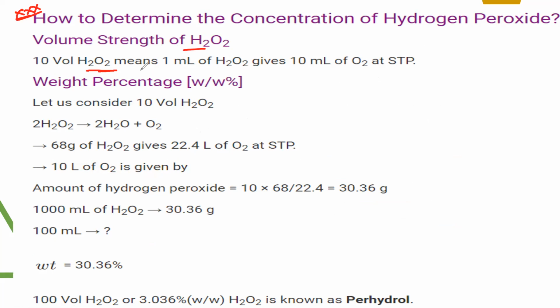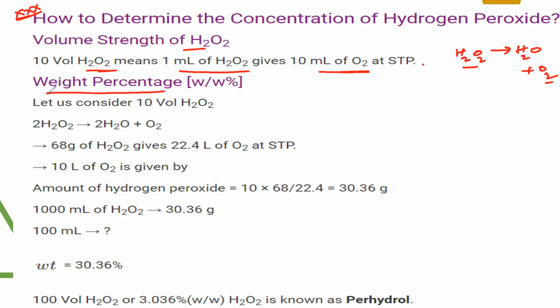10 volumes of hydrogen peroxide means 1 ml of hydrogen peroxide gives 10 ml of oxygen gas at HTP. This is a standard comparison. Hydrogen peroxide on decomposition gives H2O plus oxygen gas. So when you decompose 1 ml of hydrogen peroxide, it gives out 10 ml of oxygen gas. This is called the standard comparison. From this, we can estimate the volume strength of hydrogen peroxide.